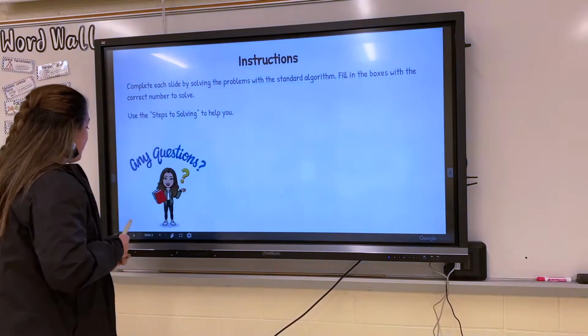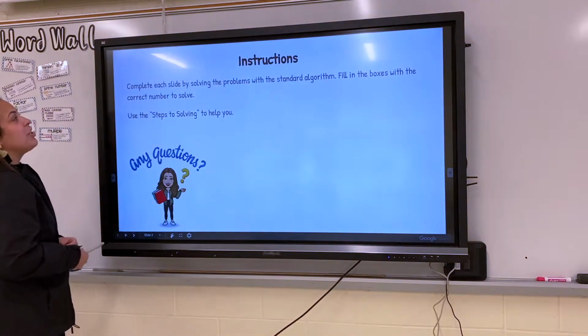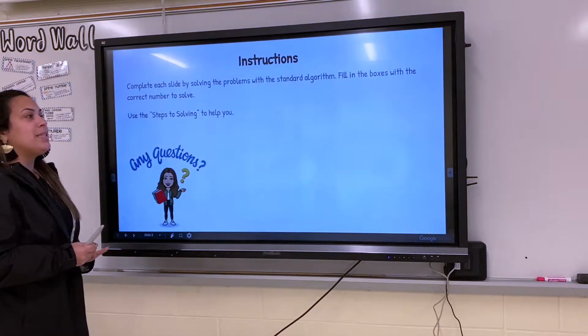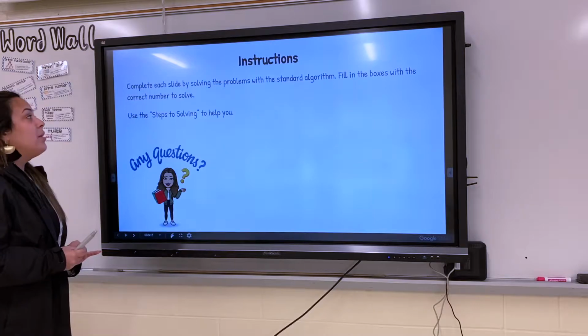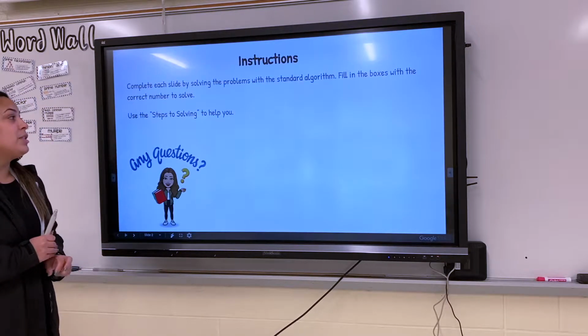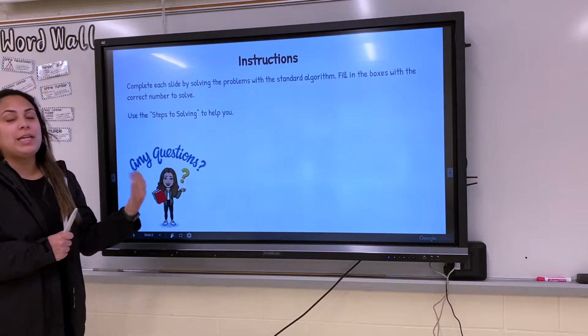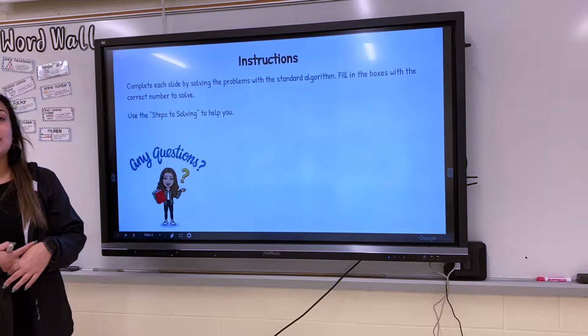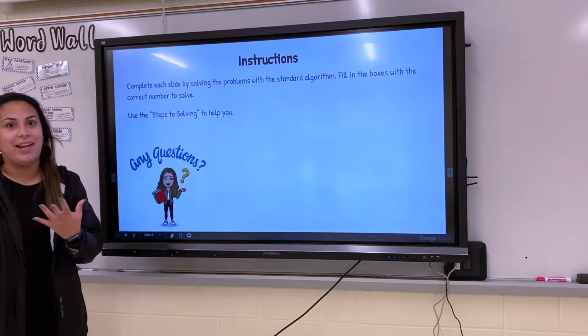Okay, moving on. All right, instructions. Complete each slide by solving the problems with the standard algorithm. Fill in the boxes with the correct number to solve. Use the steps to solving to help you. This is just like how we did with the multiplying one. It's the same type of setup. The only difference is we're not multiplying, we're dividing.